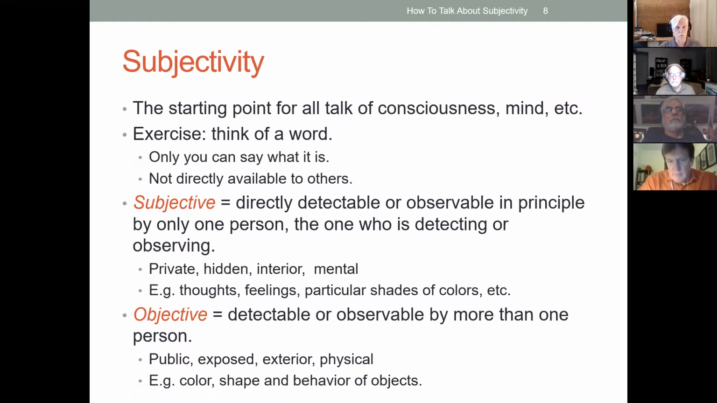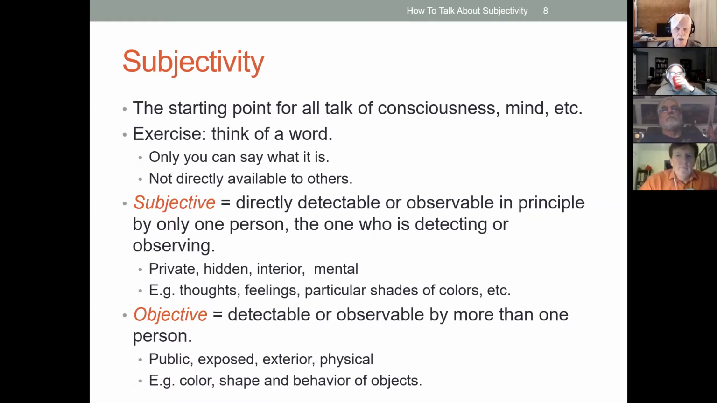So objective is detectable or observable by more than one person. When I said, what color is this? Well, blue, cyan, kind of bluish. What's the other thing? Orangey, orange toward yellow. But nobody said something way off the wall like red. Everybody could see it's out there. I have a slightly different point of view on it, but everybody pretty much agrees. That's objective. It's public, it's exposed, it's exterior, it's physical. So the color, shape, behavior of objects, and so forth.